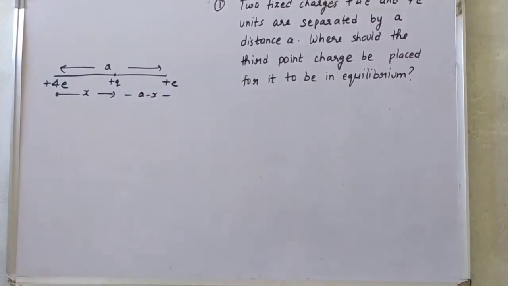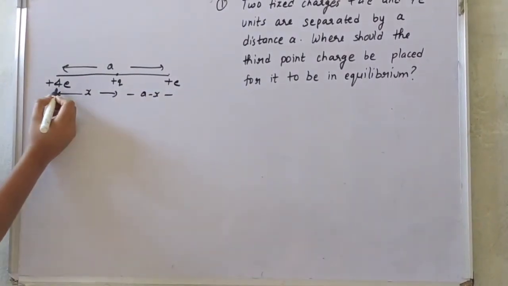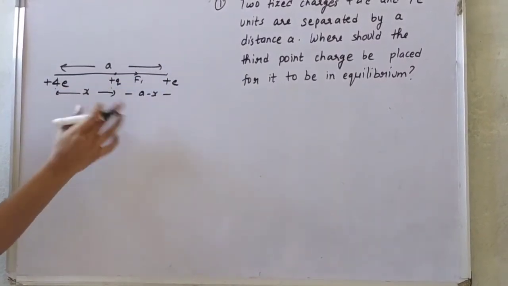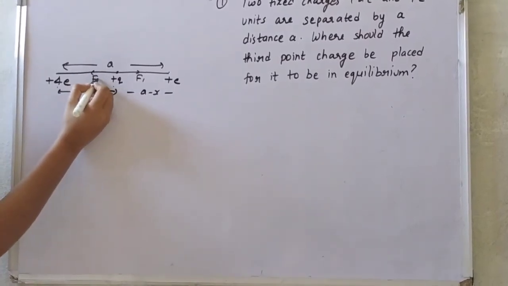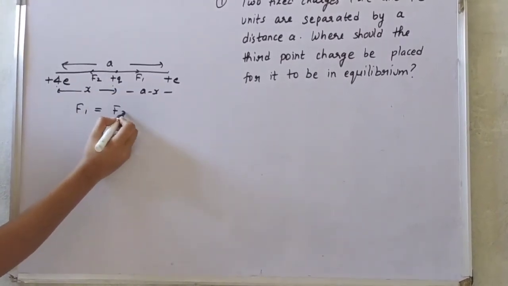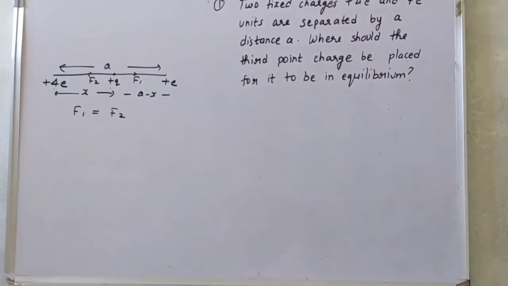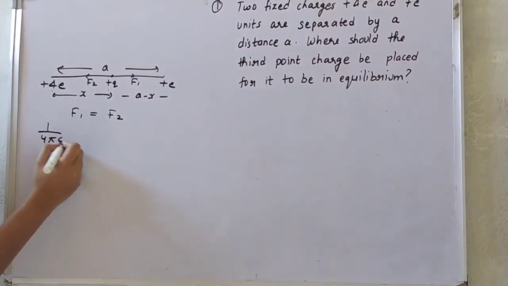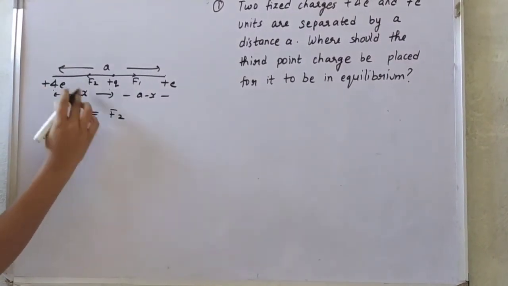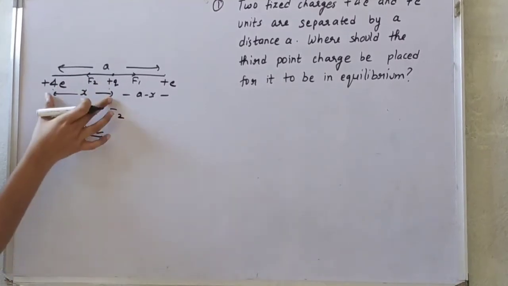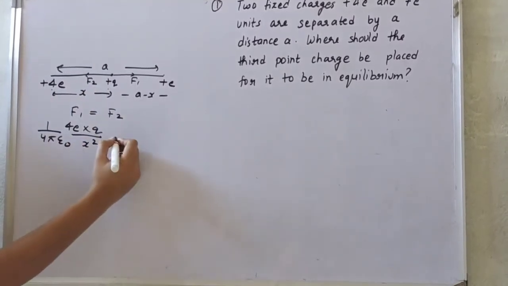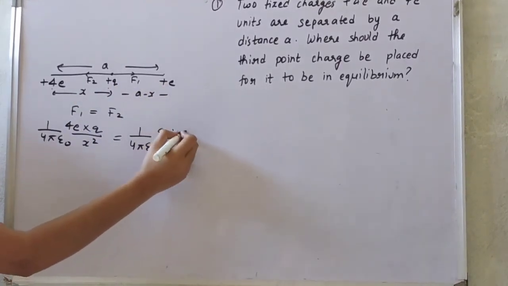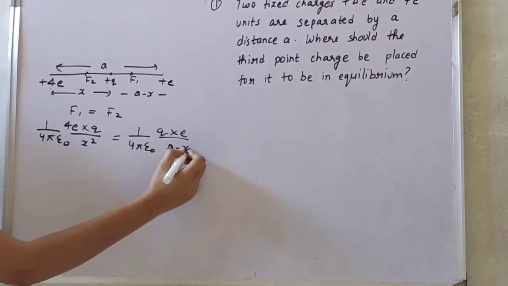Okay, if we want the system in equilibrium, then the force of 4e on q, that is F1, will be away, right, since it is a positive charge, and here F2 will be equal. In equilibrium both forces will be equal. So F1 will be 1 upon 4 pi epsilon naught, q1 q2, that is 4e multiplied by q, upon the distance between them, x square, is equal to 1 upon 4 pi epsilon naught, q into e upon the distance between them.